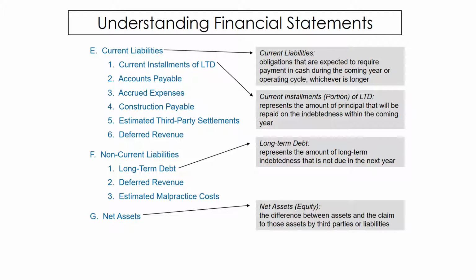Next, we go over to the other side. We have our current liabilities. So these are obligations that are expected to require payment in cash during the coming year or operating cycle, whichever is longer. So usually reported anything that's 12 months or less. You have current portions of your long-term debt. So this represents the amount of principal that you'll be paying on any pieces of debt.